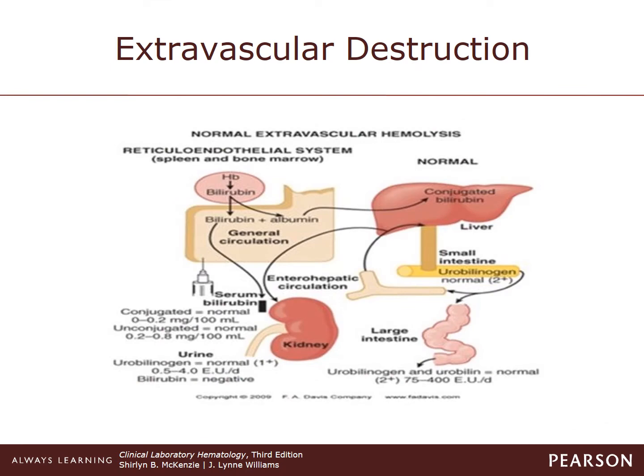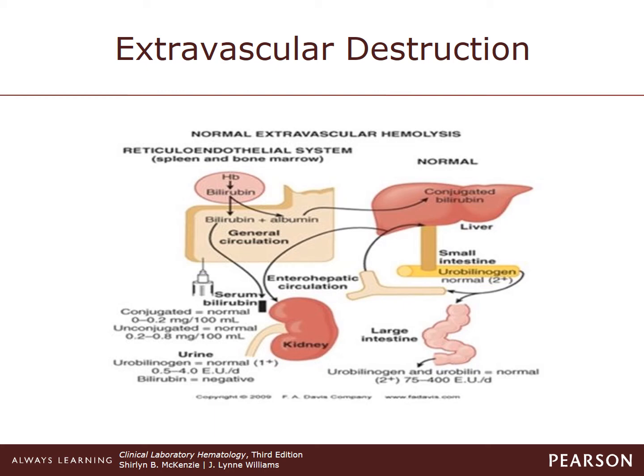Now, when we talk about aging red cells and the destruction of red cells, we normally think of extravascular hemolysis. Here, the red cells are removed from circulation by macrophages. The recycling portion occurs as such. The globin is broken down and recycled into the amino acid pool.